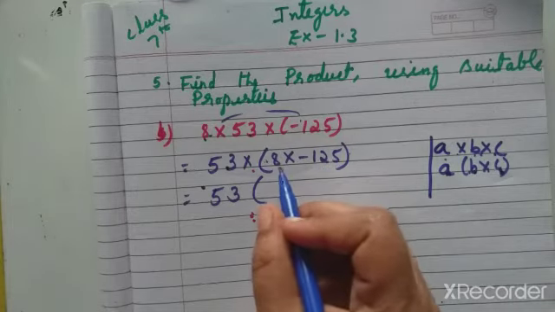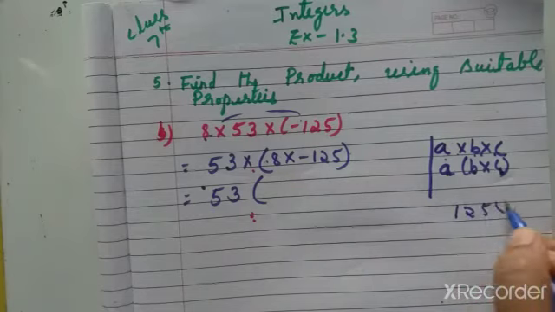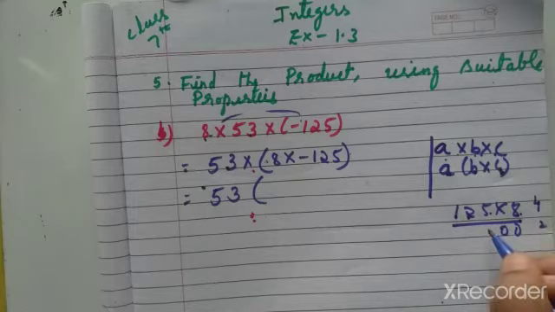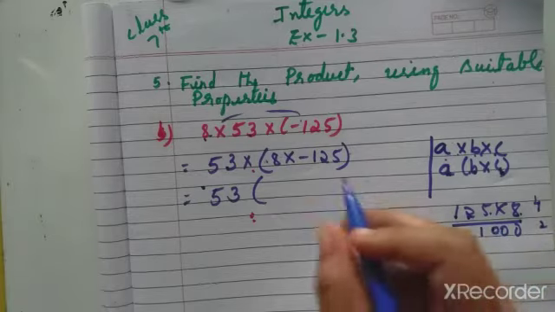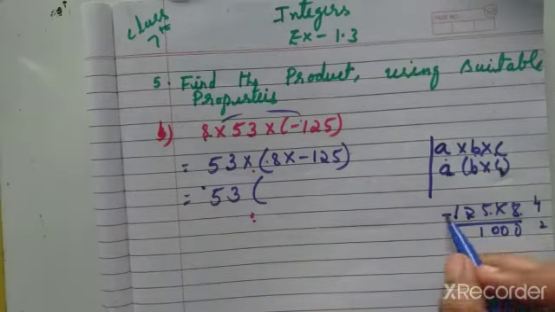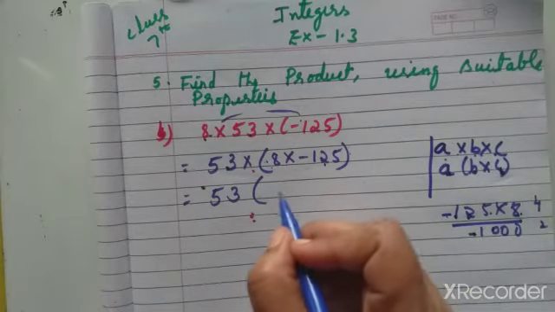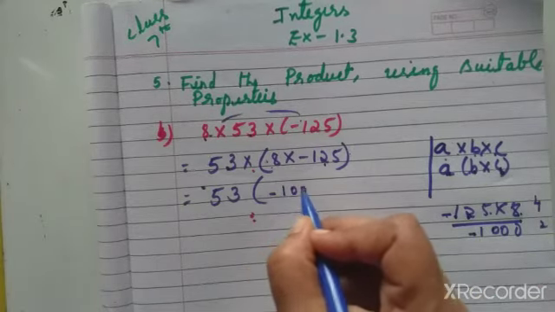125 8s are how much? 125 into 8. 8 5s are 40, 4 carry. 8 2s are 16, 16 plus 4 is 20, 2 carry. 8 1s are 8, 8 plus 2 is 10, so 1000. And symbol minus here. So minus into plus is minus. 8 into 125 is minus 1000.